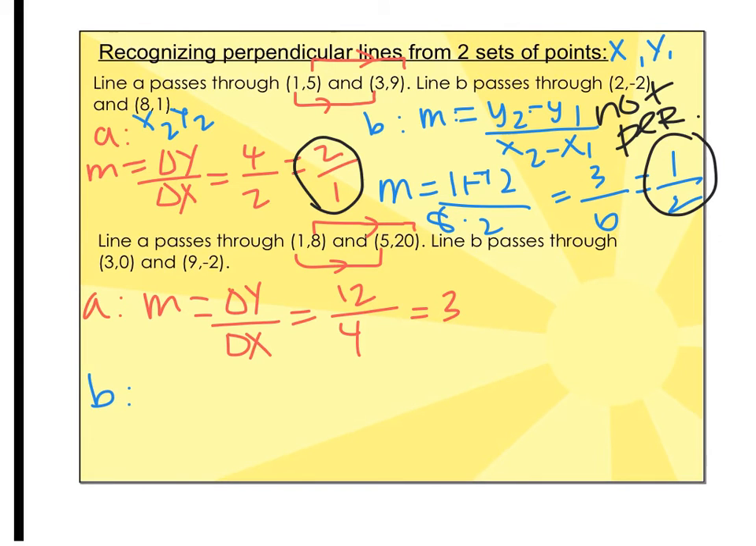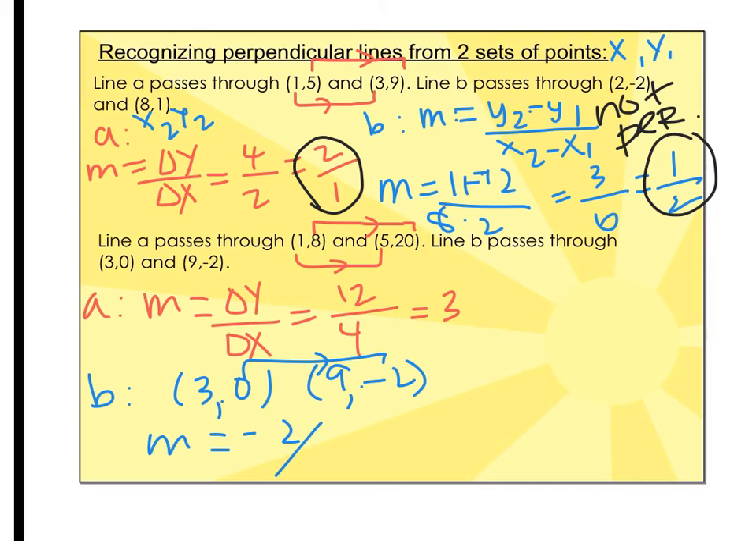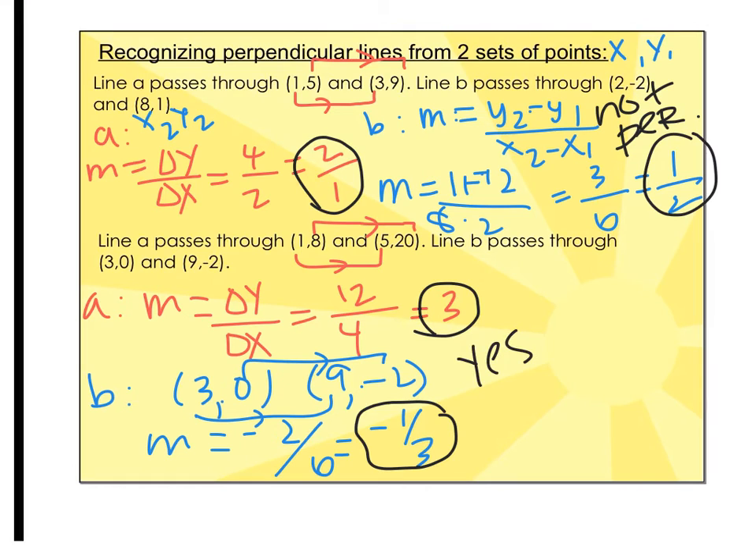For B, I'm going to rewrite it here so I have more room. 3, 0, and 9, negative 2. So here, 0 to negative 2, I have to go down 2, and then 3 to 9 would be up 6, and negative 2 over 6 simplifies to negative 1/3. So here I have a slope of 3 and negative 1/3. They are opposite sign, that's good, and they are reciprocals. So yes, this is perpendicular.